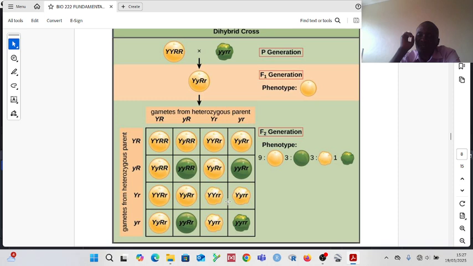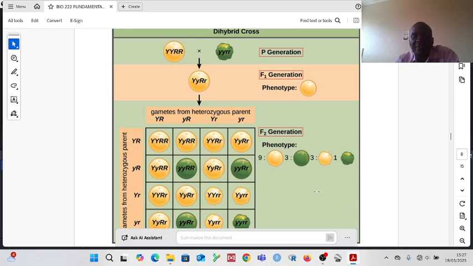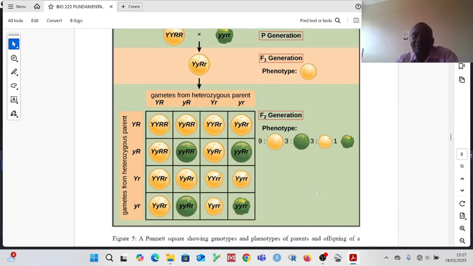So in the F2 generation, in the F1, we had all of the offspring in the F1 generation being yellow and round. But in the F2 generation, now we end up with a ratio that is very interesting. 9 to 3 to 3 to 1. So 9 that are yellow and round, 3 that are yellow but green, then 3 that are wrinkled but yellow, then 1 that is green and wrinkled.